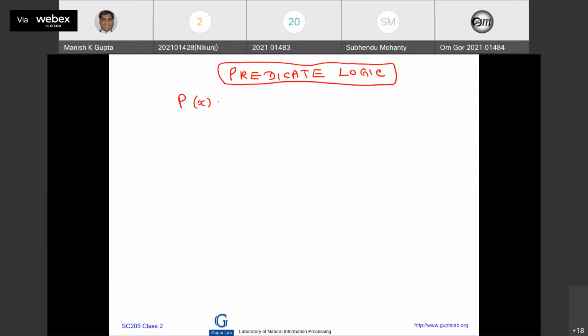Suppose P of x is the statement, x is greater than 3. And I want to check whether it is true or false. So over a range of values of x, I know that for certain values it will be true, for certain values it will be false, right? So P of 4 is true, whereas P of 2 is false. Right?